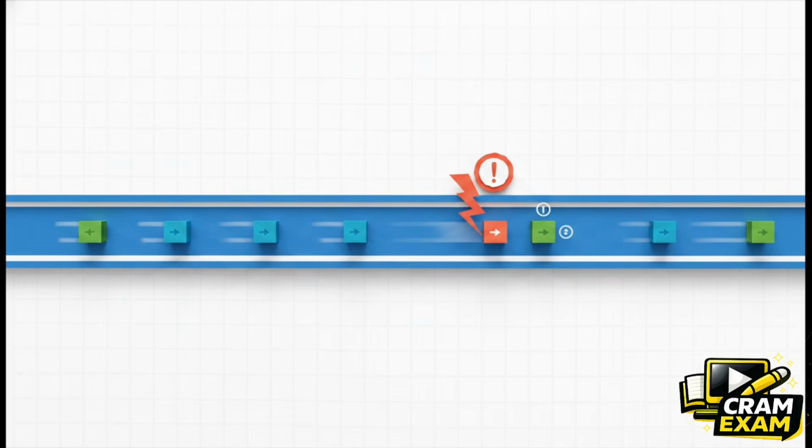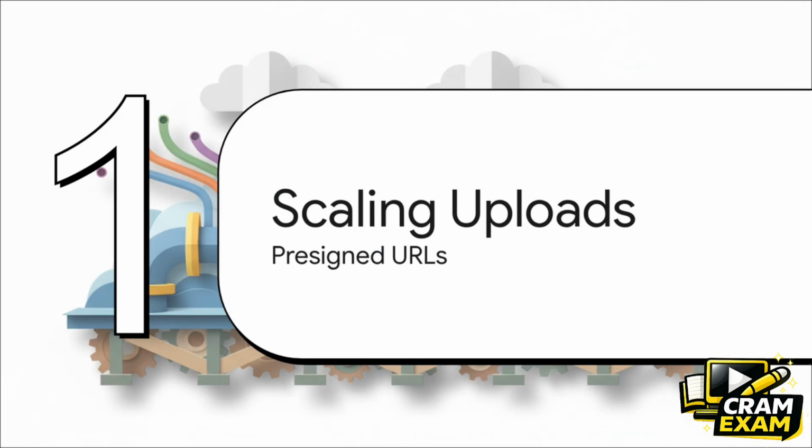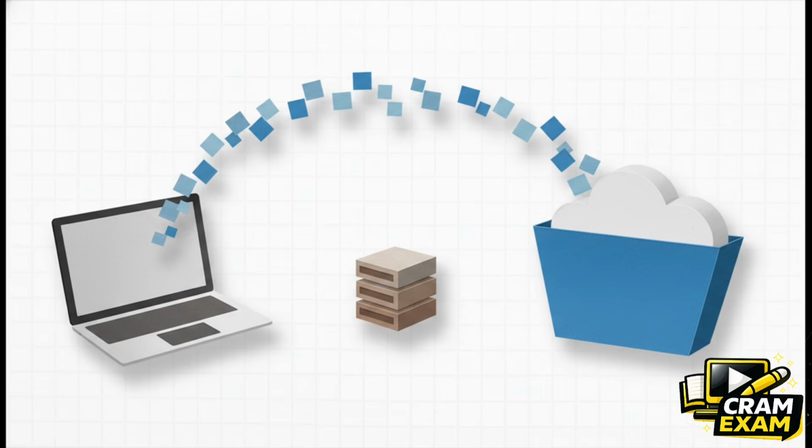The resiliency is built directly into the architecture. Okay, let's jump to Section 3, Scaling with Pre-signed URLs. Now, we absolutely need to talk about scaling. Imagine routing a massive 4 gigabyte video upload through your small backend EC2 server. You're going to completely crush your compute resources and max out your network cards. It's a disaster waiting to happen.